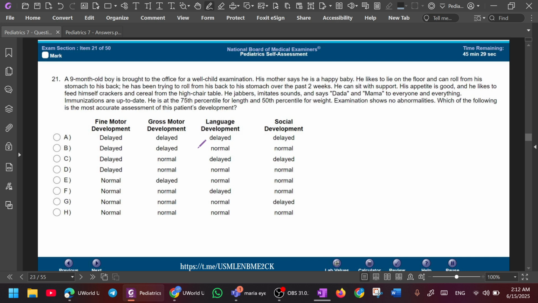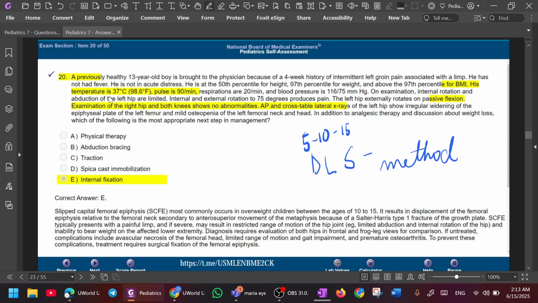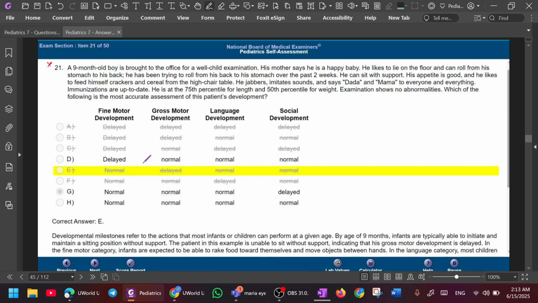Ready? Yes. So it is E. Yep, I guess. Developmental milestones refer to actions that most infants or children can perform at a given age. By age 9 months, infants are typically able to initiate and maintain sitting position without support. The patient in this example is unable to sit without support.